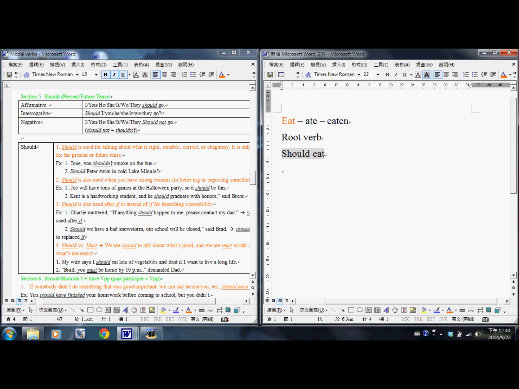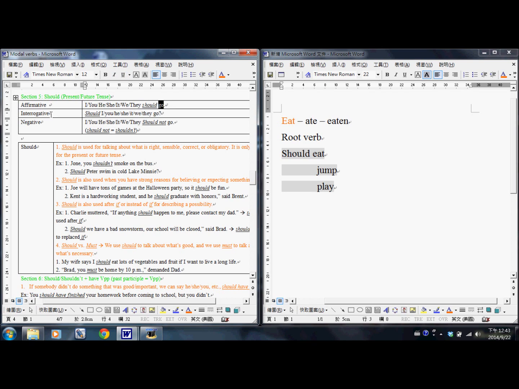So we say should eat, should jump, should play, and of course the letters don't have to be capitalized. Alright? So this is a modal verb and a root verb. Now let's take a look at the formulation of should. In affirmative sentences we say I should, you should, he should go. As you can see, this is a root verb.